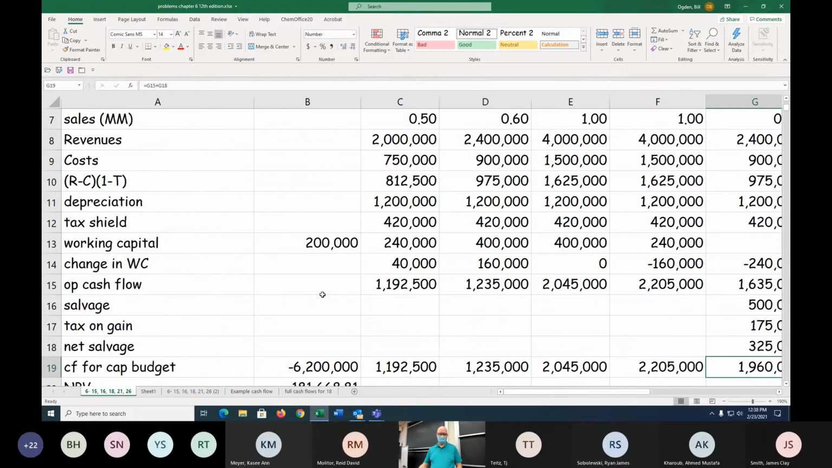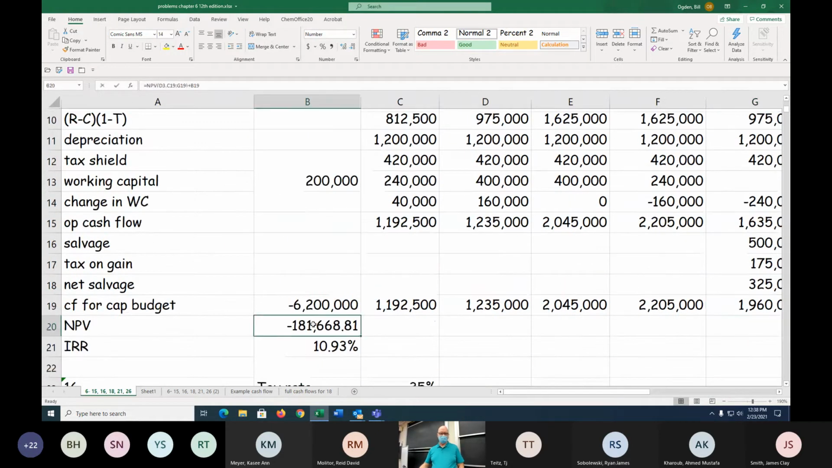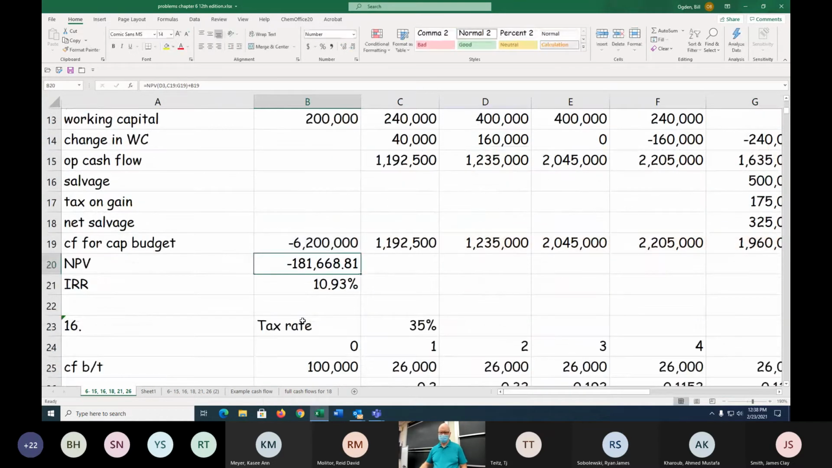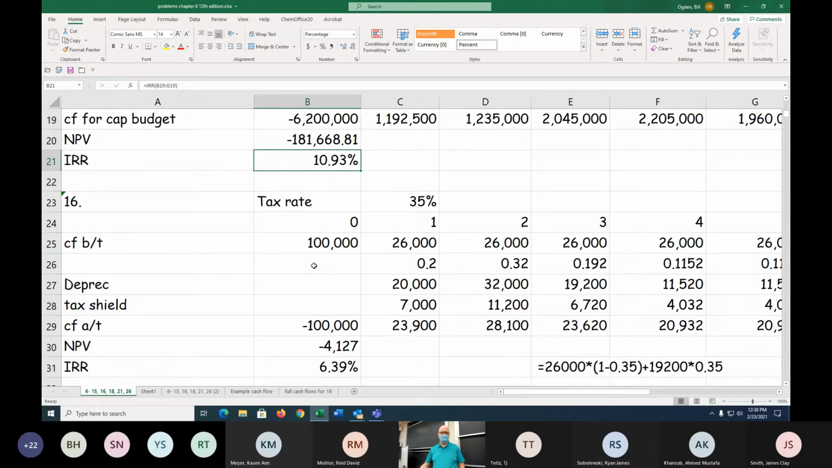All right, we have all that. We do an NPV at, looks like it was at 12%. And we get a negative number. And that tells me that since this is negative, I know that this IRR will be less than 12%, and it is. So this is a reject, isn't it? Don't fund this one.